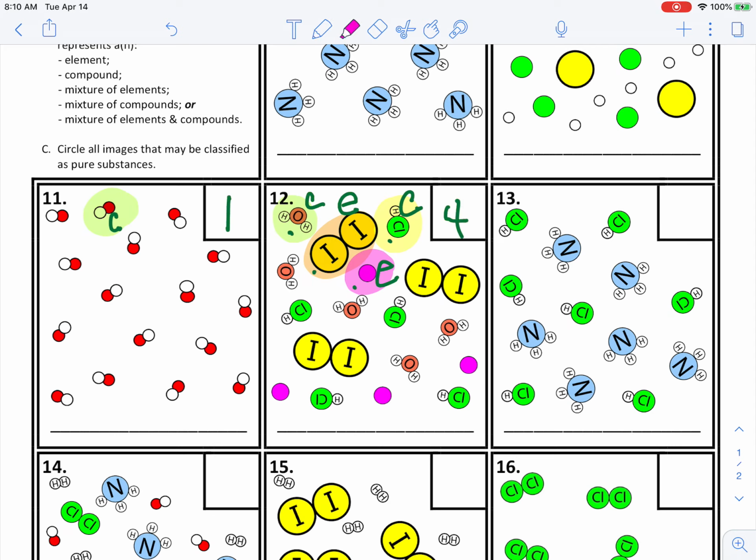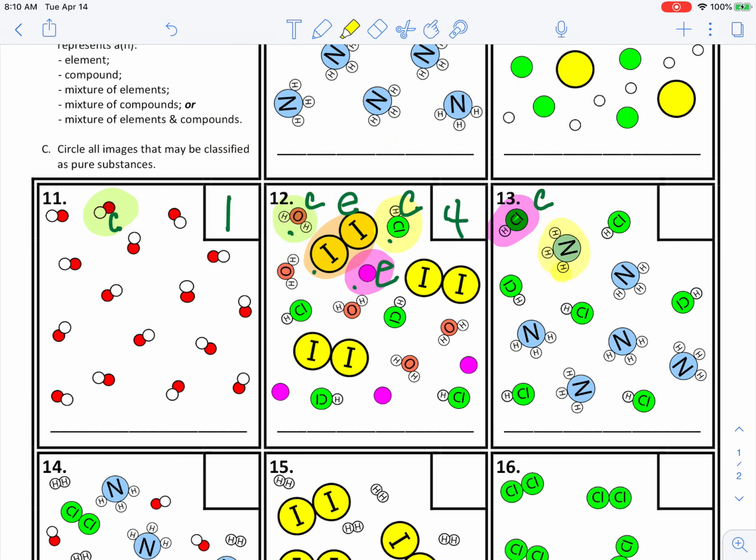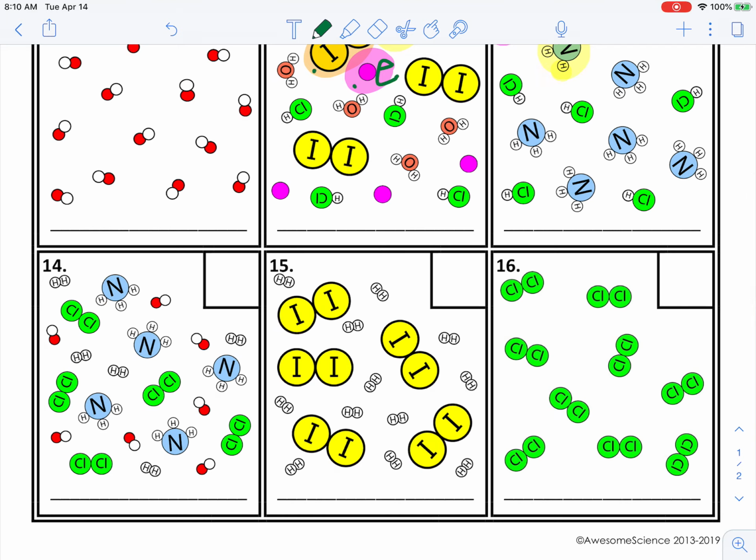For 13, we have HCl, which we just said is a compound. And we have NH3, which is a compound. And we have 2 different types of particles here. I want you to pause the video now and see if you can figure out for 14, 15, and 16 how many different types of particles there are.